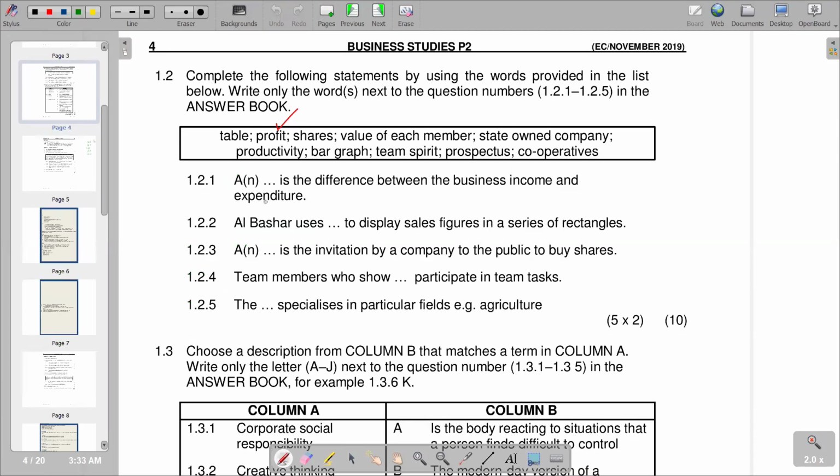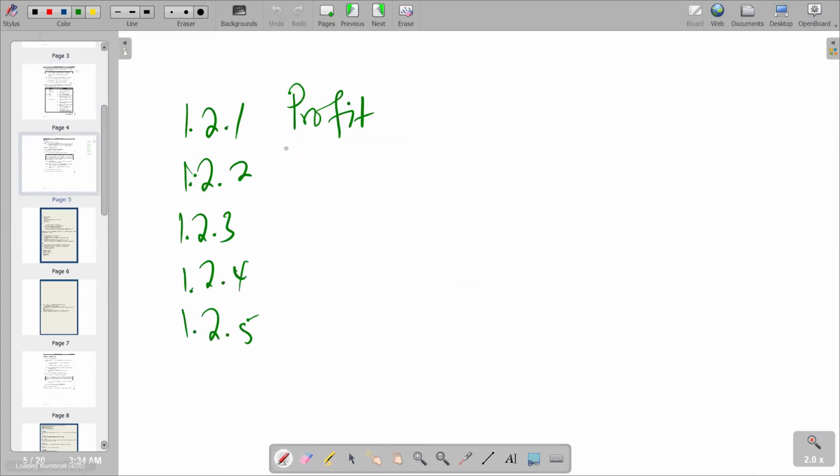It says Al Bashar uses dash to display sales figures in a series of tables. When you display figures in the form of a series of rectangles, a series means a continuation of rectangles. Obviously this is a bar graph. So on 1.2.2, the answer is bar graph.